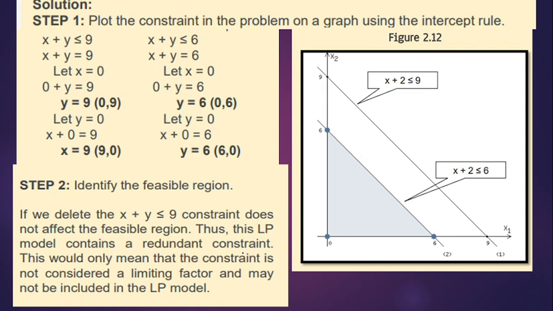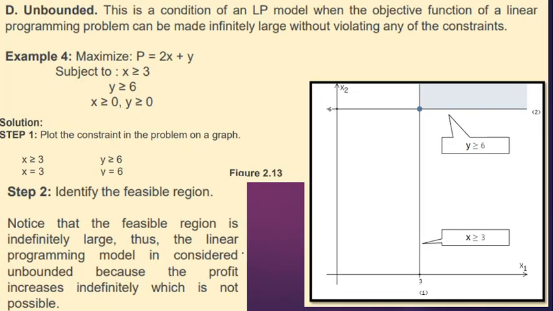Okay? Next naman is the unbounded solution. Class, the unbounded solution is a condition of linear programming when the objective function of a linear programming problem can be made infinitely large without violating any of the constraints. Class, if you are graphing the LP model and it is unbounded, so asa siyang i-graph.